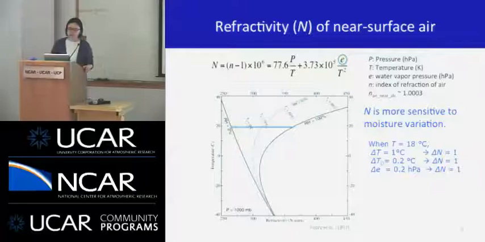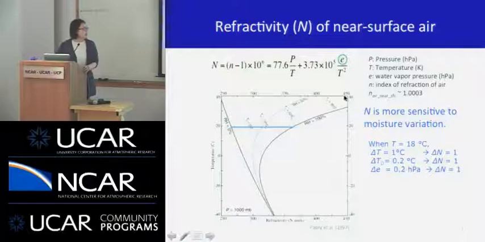People here are very familiar with the refractivity field. Refractivity is a function of pressure, temperature, and water vapor pressure. Here is how the refractivity values vary with different temperature and different dew point temperature and humidity. For example, when the temperature is 20 degrees C, the refractivity will range from 275 to 375. When the temperature goes higher, you will have a wider range of refractivity, which shows more information on the moisture variation.